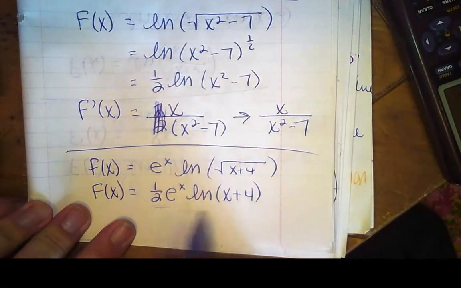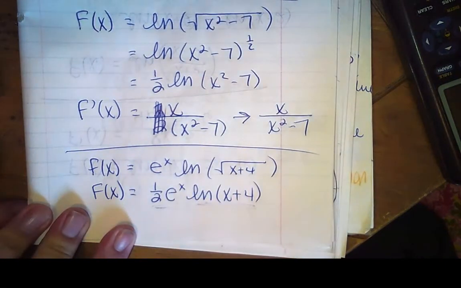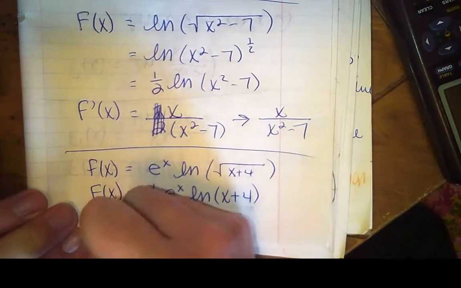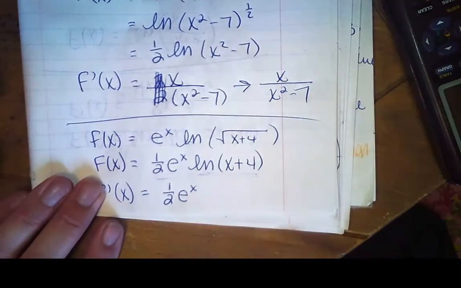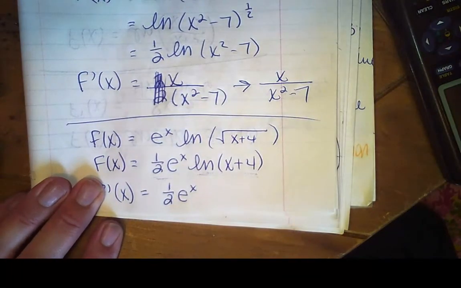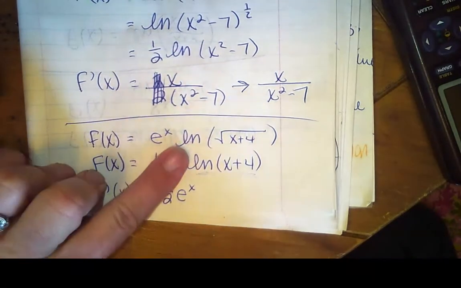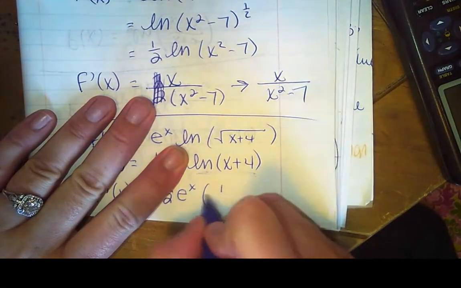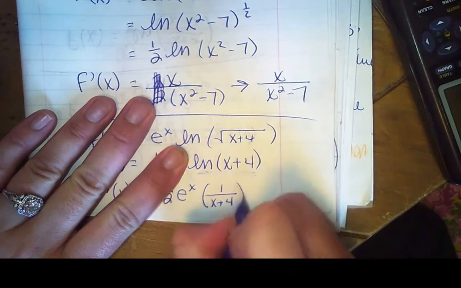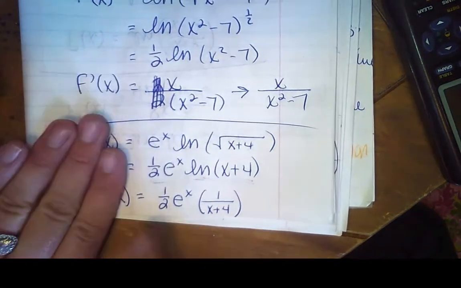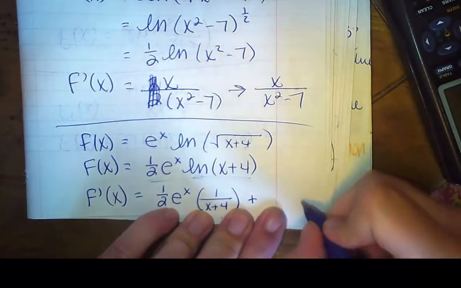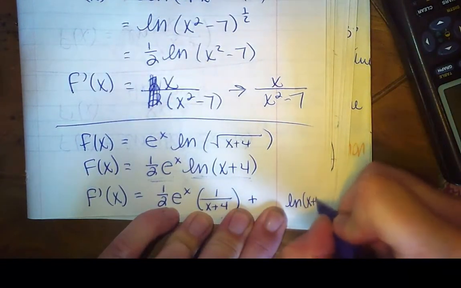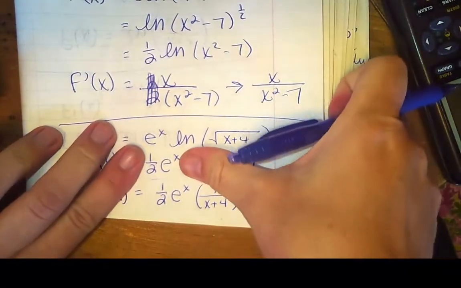I've got variables times variables. So I'm going to go ahead and use product rule. So I have the first, which is 1/2 e to the x, times the derivative of the second. The derivative of a natural log is the derivative of the argument over the argument itself. So I've got first times derivative of the second, plus the second, which is the natural log of x plus 4, times the derivative of the first.